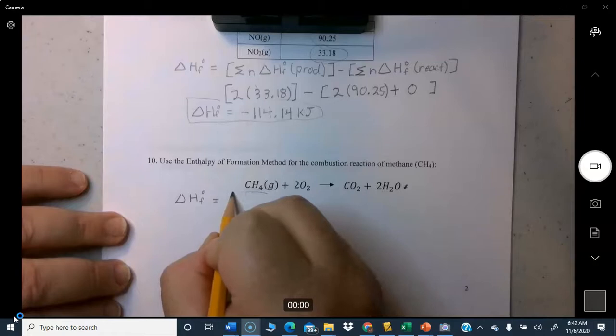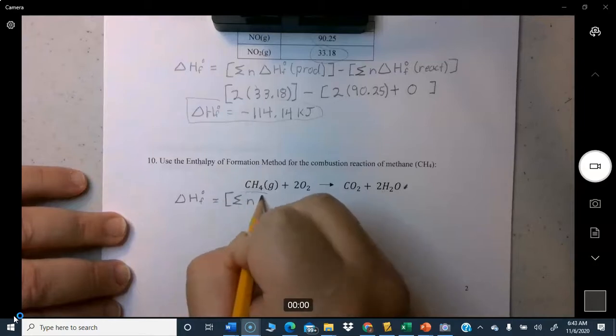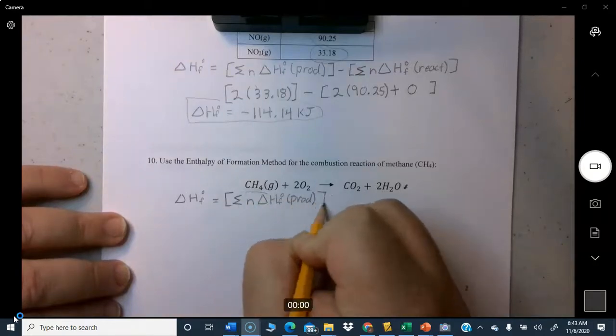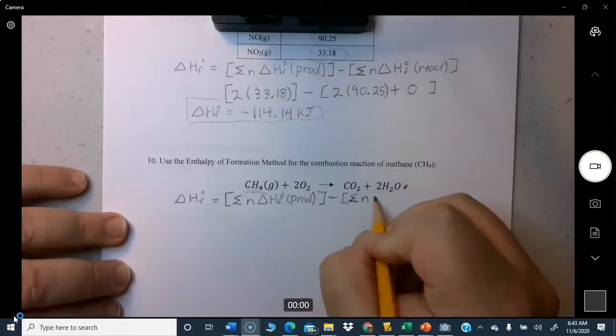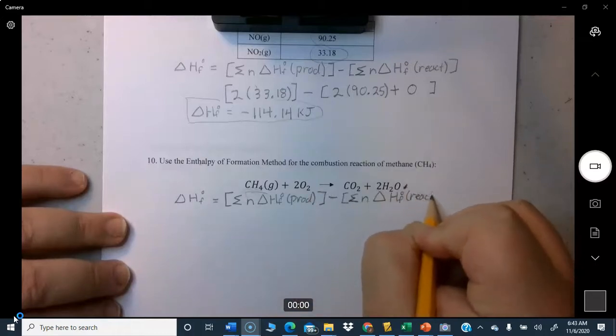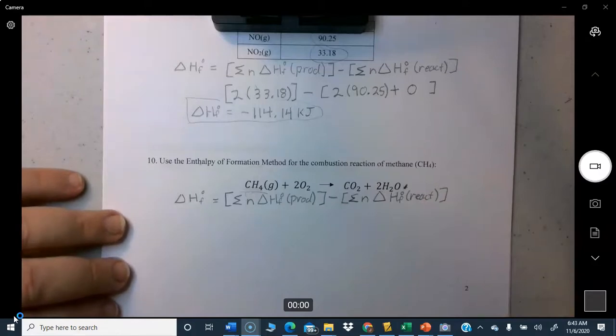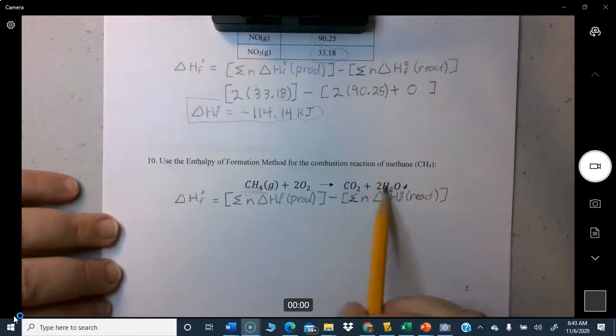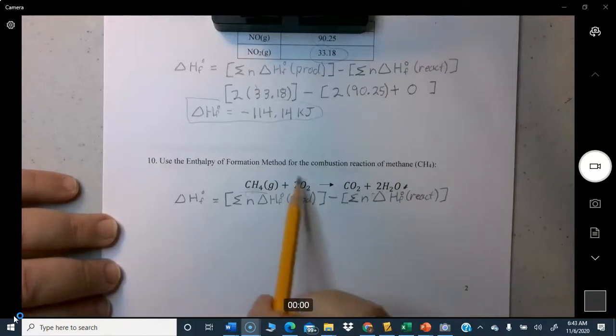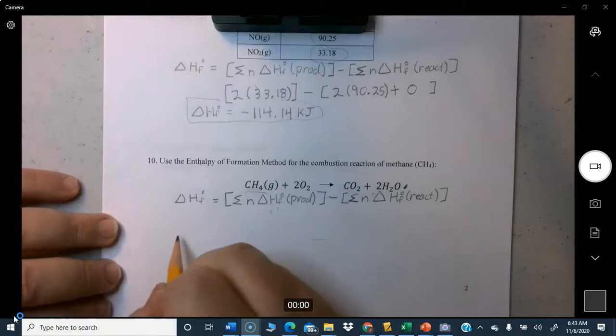Can you do it from memory yet? Okay, there it is. So what we're going to have to do is take these two on the product side for carbon dioxide and water and put them over here, and then put a minus sign in there, and then take these two on the reactant side and put them over here. Simply because that's the way the formula does it. Products minus reactants.